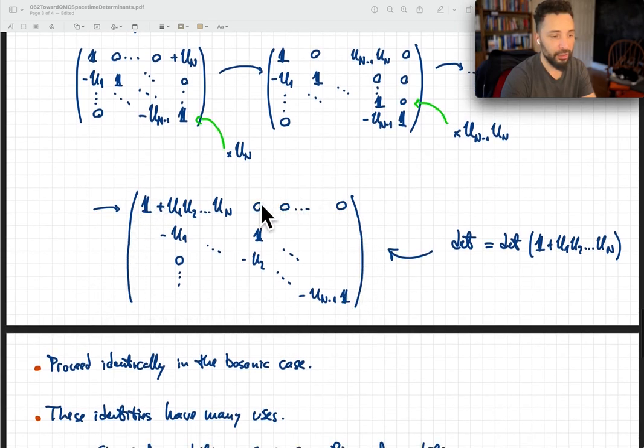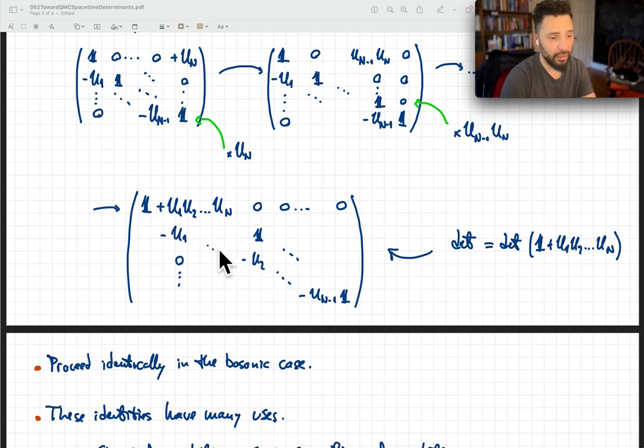Once you do that, you end up with a matrix that is 0 everywhere on the upper triangle. And then on the diagonal, you get 1 plus this product that we called u above, u1, u2, all the way through un, and then 1s in the rest of the diagonal. And then the off diagonal below becomes minus u1, minus u2, and so on, which is unchanged from before. We're not touching anything else down here, so all that is the same.